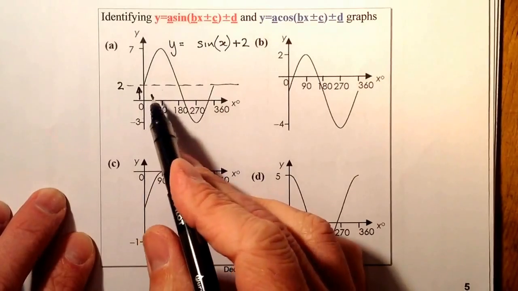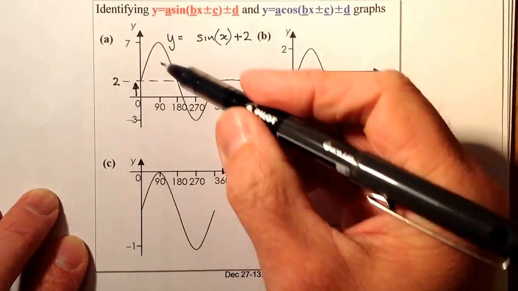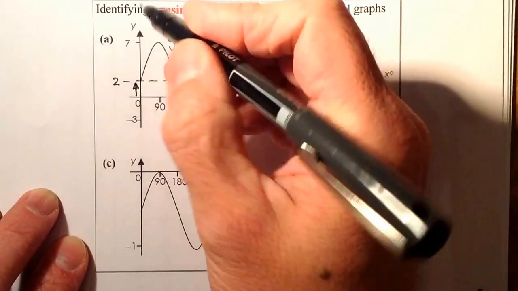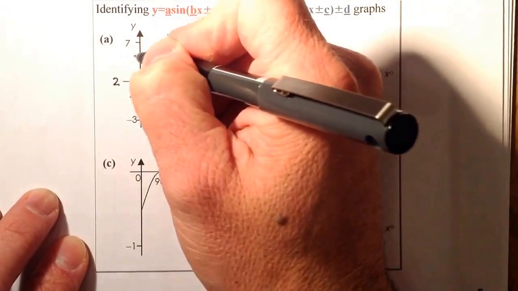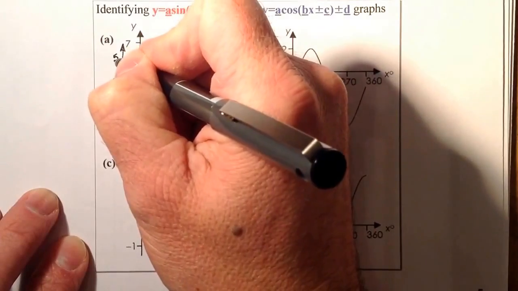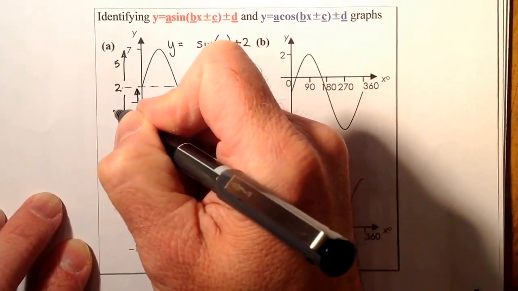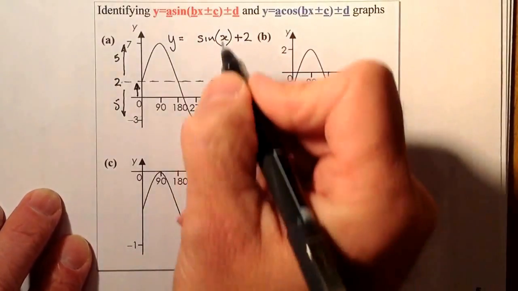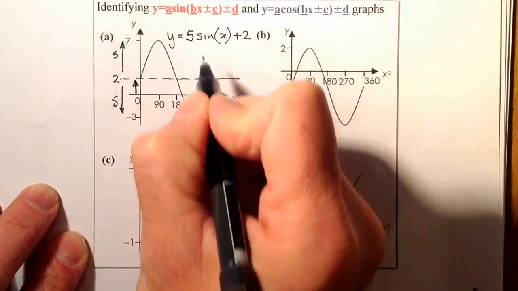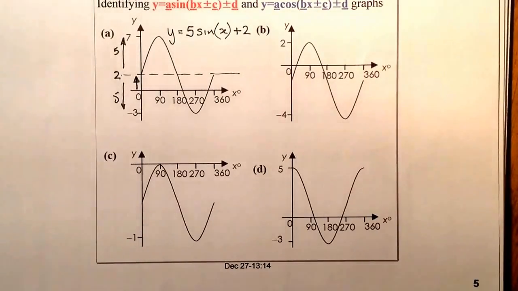Right, so from here then I need to work out the value for A. So the value for A will be worked out from this point here. So I can see that from 2 up to 7, that's 5. And I can see from 2 down to minus 3, that's also 5 down that way. So the value for A is going to be 5. So the graph's got an amplitude of 5. It's not slid along the way, it's just lifted up by 2.